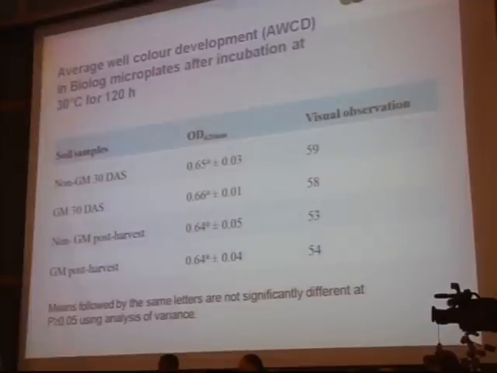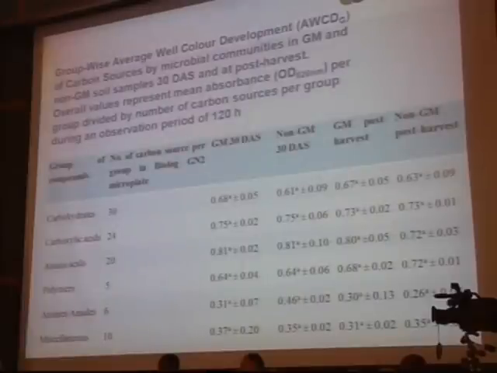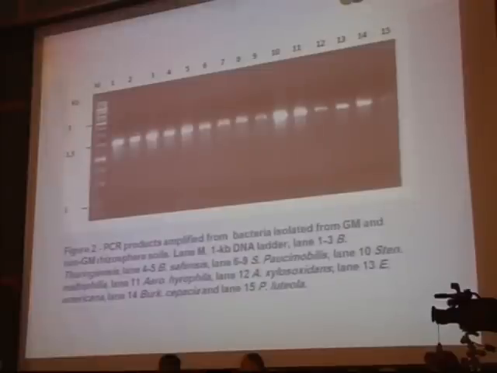We also did the Biolog microplates, and we found that there was no significant difference in the optical density reading. This is also from the Biolog, and there wasn't any significant difference, be it at 30 days or at post-harvest for GM and non-GM. In this one also, you see the superscript that you see there. A is an indication that everything is A, whether it's GM or non-GM, at 30 days or at post-harvest. We did not see any significant difference.